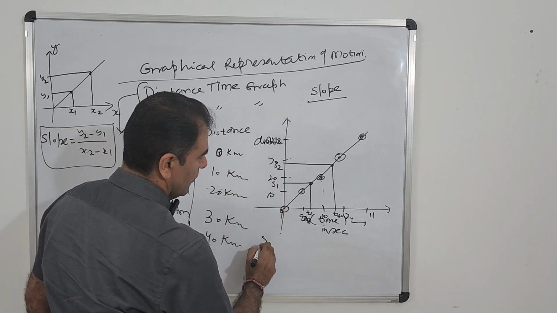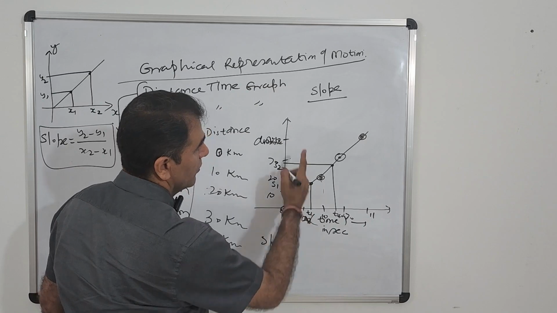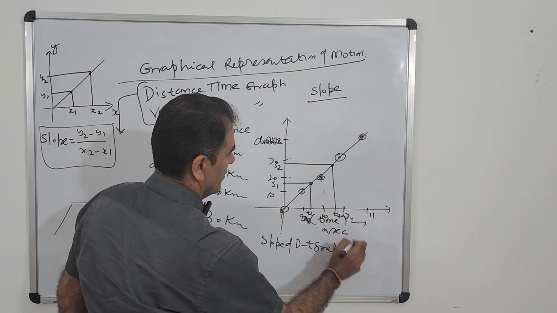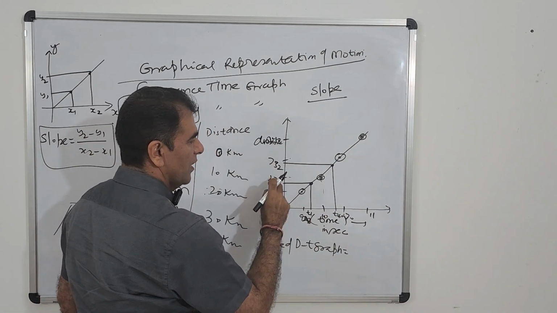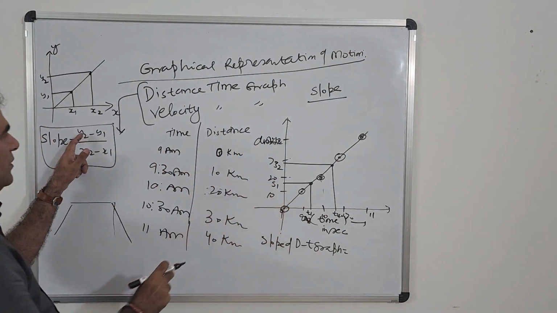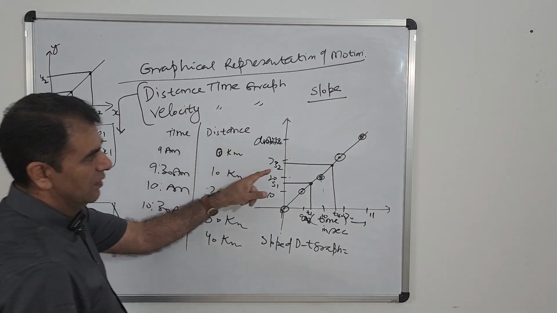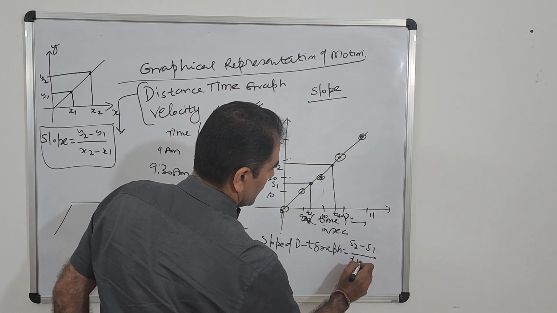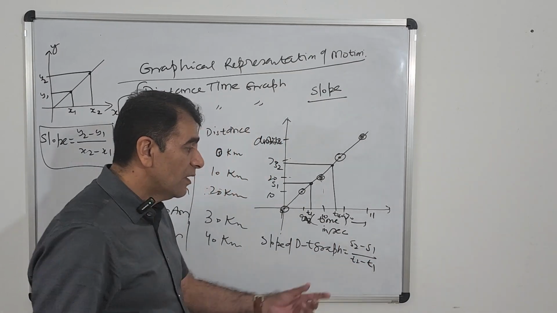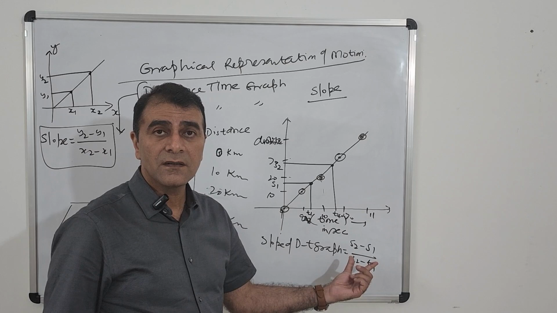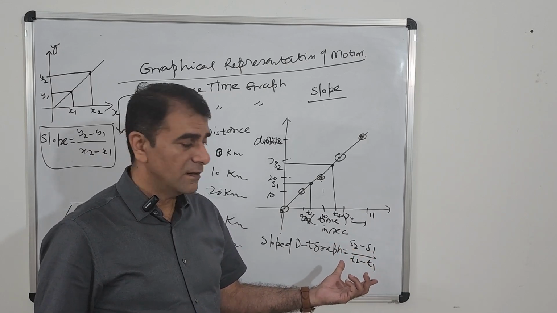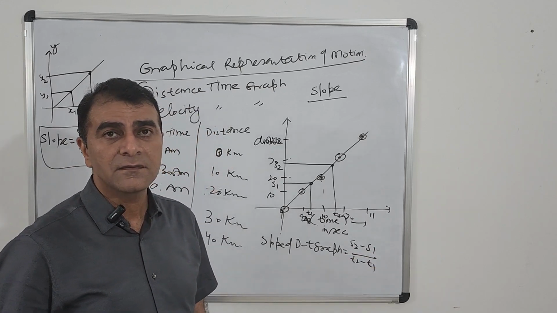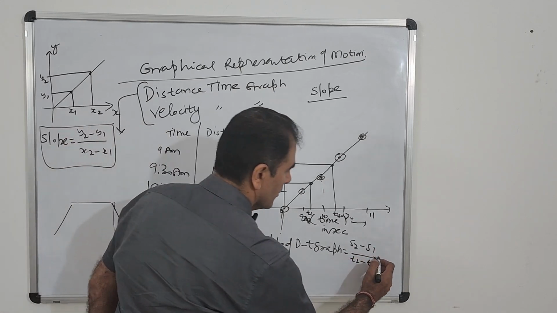Now what will be the slope of this distance time graph? What will be the slope? y2 minus y1 divided by x2 minus x1. Just look at this: s2 minus s1 divided by t2 minus t1. Tell me, what is s2 minus s1? Distance. What is t2 minus t1? Time. What is distance by time? Speed, you know.